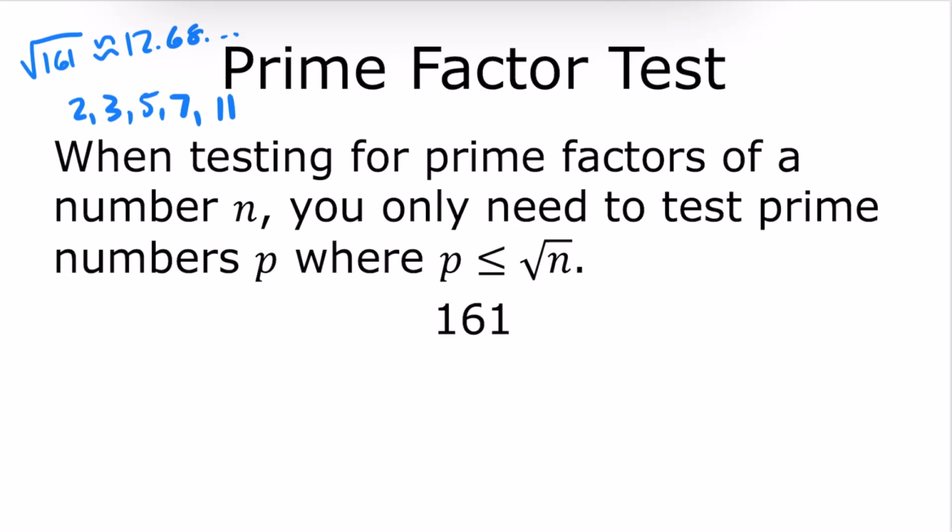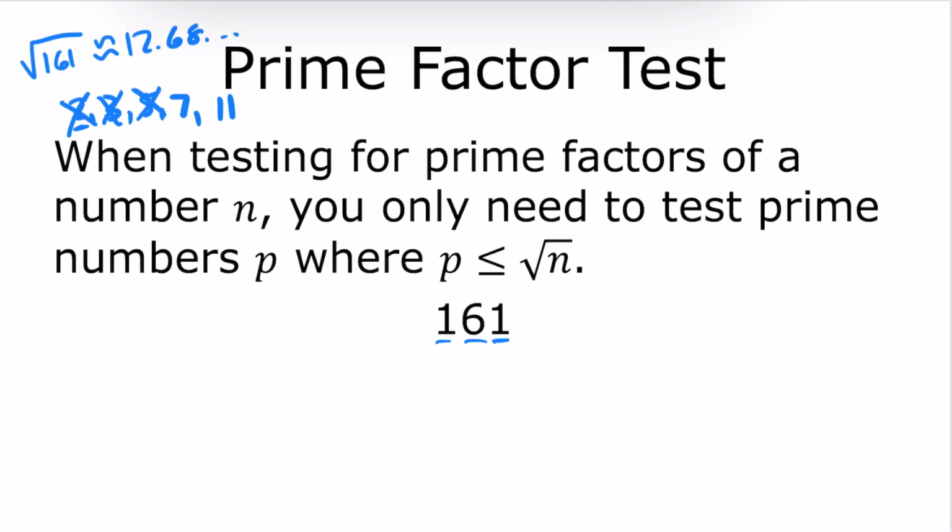So for the number 2, I can use the divisibility test, and I check the last digit. And since the last digit is not even, that means that it's not divisible by 2. To test if it's divisible by 3, I can add up all of my digits. So 1 plus 6 plus 1 is 8. 8 is not divisible by 3, so that means 161 will also not be divisible by 3. The number 5, the multiples of 5 either end in 0 or 5, which in this case, this number doesn't, so it's not divisible by 5.